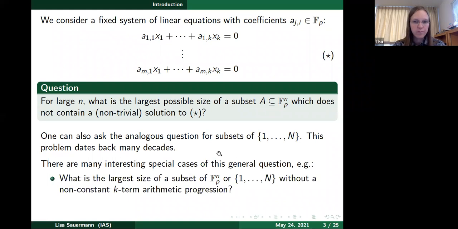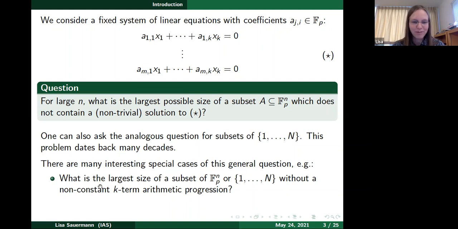In general this is a very general question, taking this general system of equations, but there are also some very interesting special cases. For example, a special instance would be to ask what's the largest size of a subset of F_p^n or of the integers from 1 to n without a non-constant k-term arithmetic progression. That question would fit in this general framework by taking k-2 equations and k variables which encode a k-term arithmetic progression.